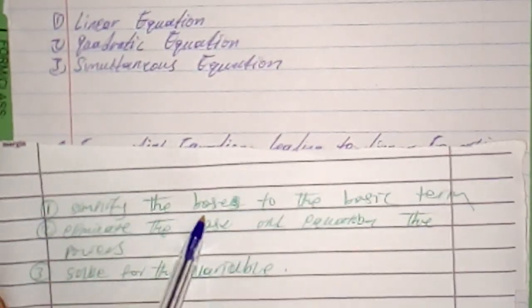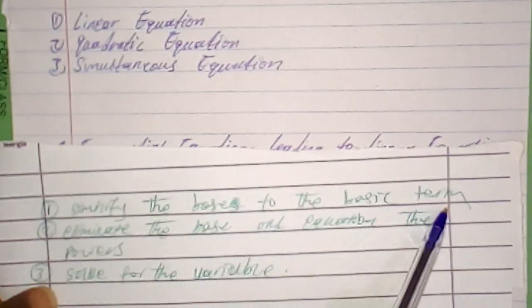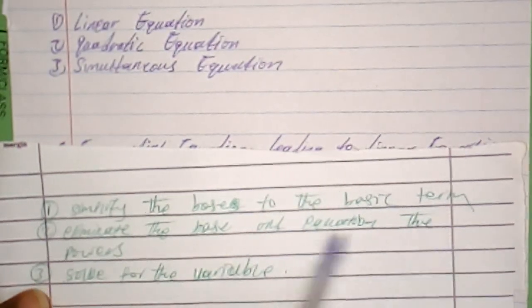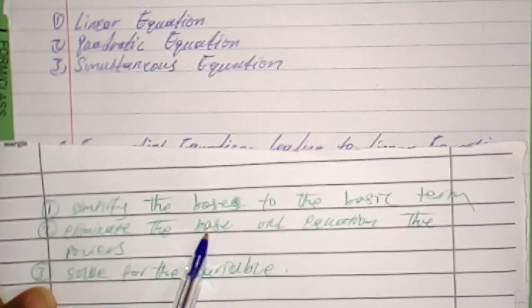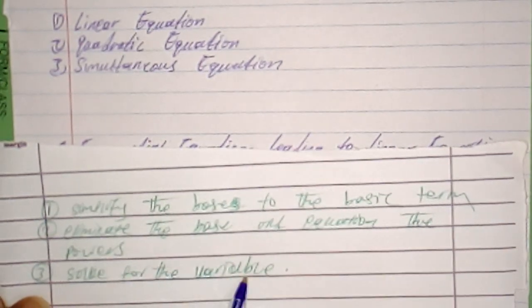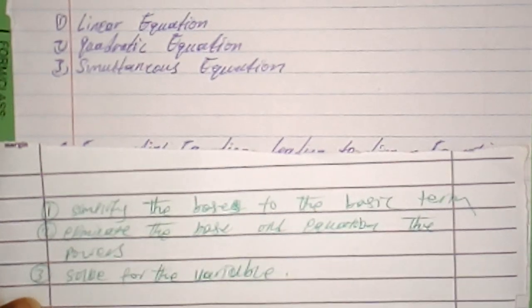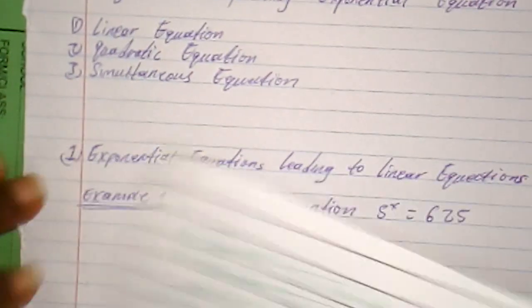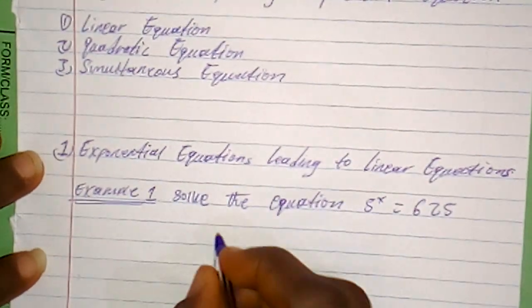These are the steps: simplify the bases to the basic term, eliminate the base and equate the powers, then solve for the variable. Take note of these 3 points. Now we proceed. Solution.